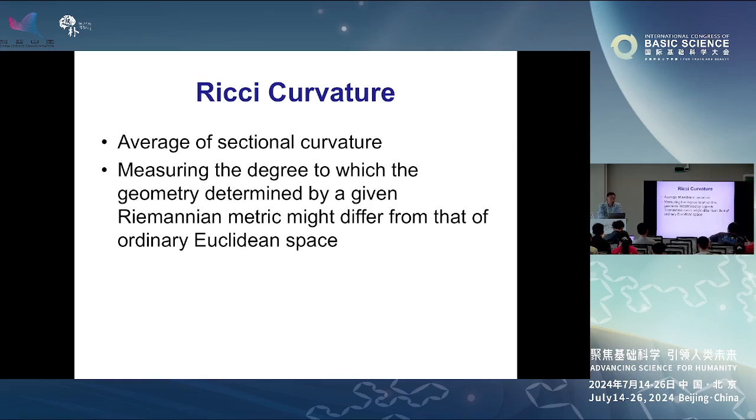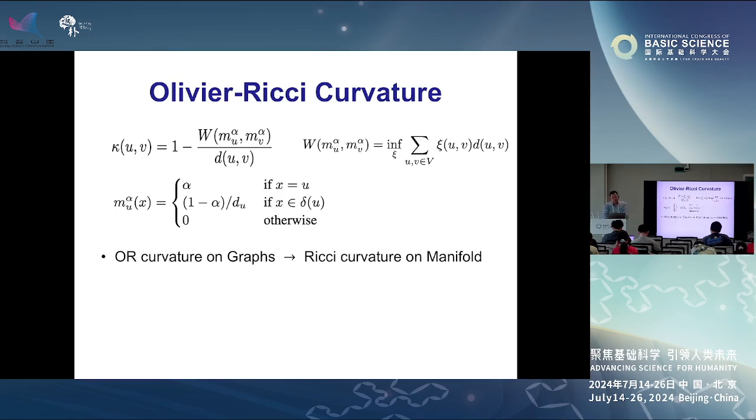Essentially, it is an average of the so-called sectional curvature. Sectional curvature is defined very simply. At each point on the manifold surface, you have two arrows, and then you measure the third edge, as if you try to draw a triangle. Then you compare it with the Euclidean triangle, to see how large or how significant the difference is. The Ricci curvature is essentially the average of the sectional curvature. It measures the degree to which the geometry determined by a given Riemannian metric might differ from that of ordinary Euclidean space.